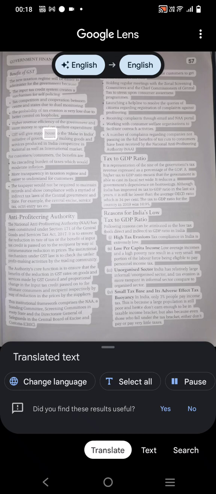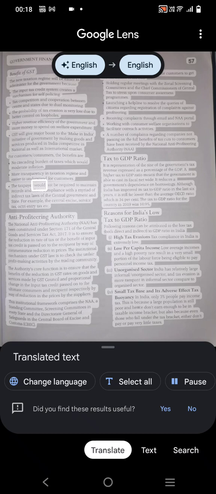GST will give a major boost to the Make in India initiative of the government by making goods and services produced in India competitive in national as well as international markets. For consumers, the benefits are no cascading burden of taxes, which would moderate inflation, more transparency in the taxation regime and it is easier to understand for customers.